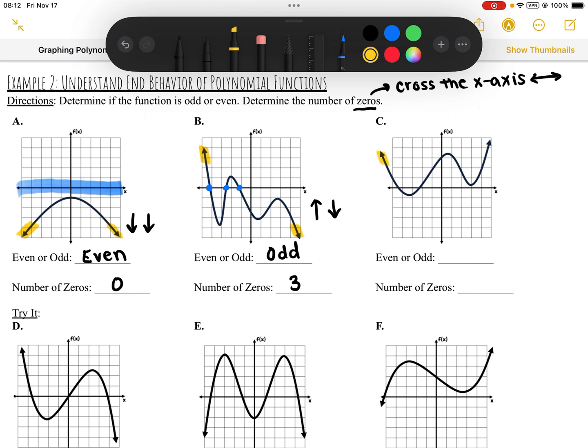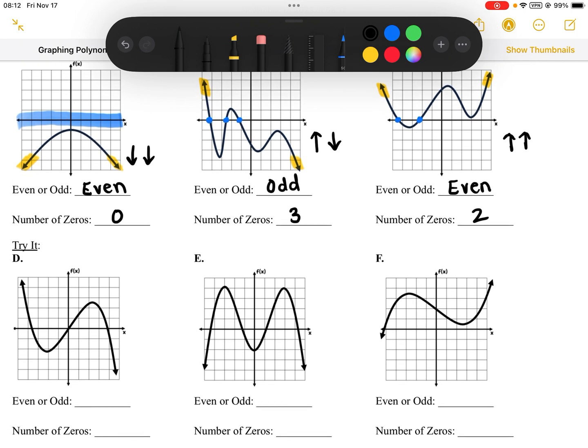For C, okay, on the left-hand side, my graph is going up. Right-hand side, my graph is going up. So the end behaviors would look like this. They are going in the same direction, so that is going to be even. Okay, and then the number of zeros, looking where it crosses the x-axis, it crosses here and here. So 2 places, so 2 zeros.